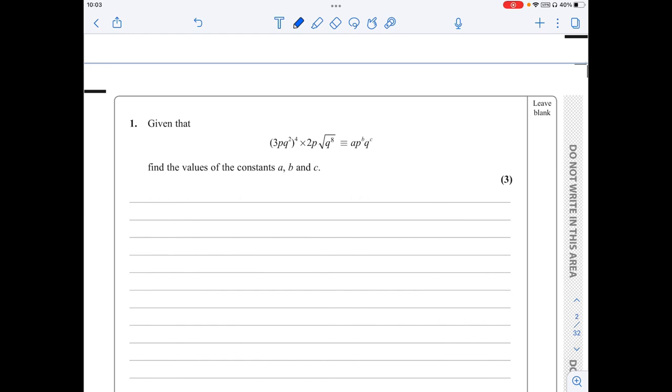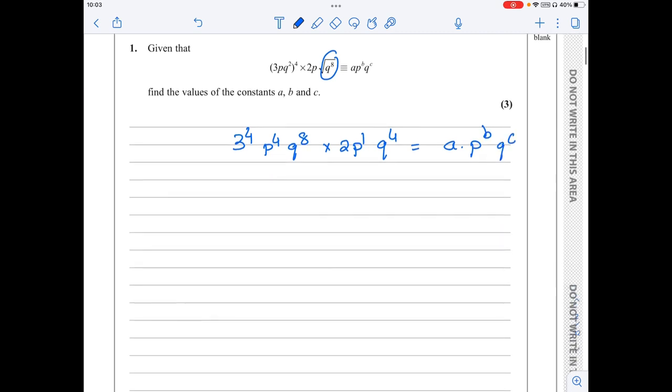So what does that become now? 3 power 4, p power 4, q power 8 times 2, p power 1, square root of q power 8. Square root of q power 8 is q power 4. That equals A times p to the power of B and q to the power of C.